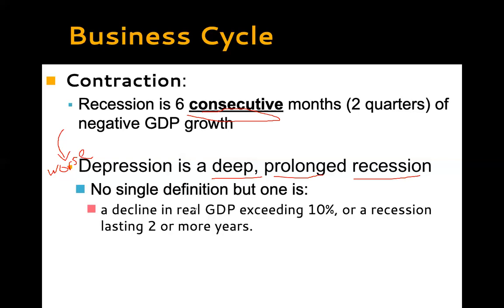What we mean by a deep, prolonged recession is, here's the deep part: the decline in real GDP exceeding 10%. So if real GDP dropped more than 10%, it's gone from a recession to a depression. Or if a recession lasts for a long time, there's your prolonged part. The prolonged part means it lasts for 2 or more years. If you meet either one of those, you can technically call it a depression instead of a recession.